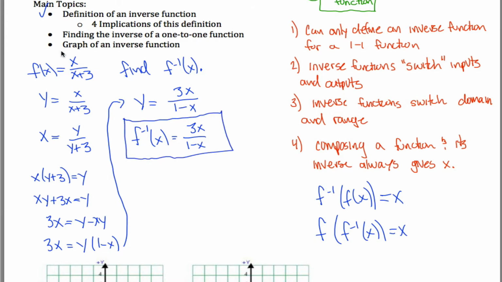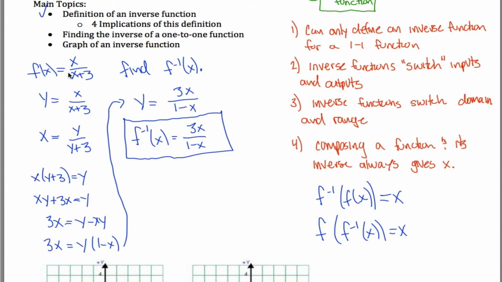Note that looking at this, it would have been very challenging to immediately come up with this. I mean, they're similar. There's a 3 here and a 3 here, and plus changes to minus somehow. But now the 3's on the top instead of the bottom. It's hard to look at this and figure out what this is. But these series of steps will always work.